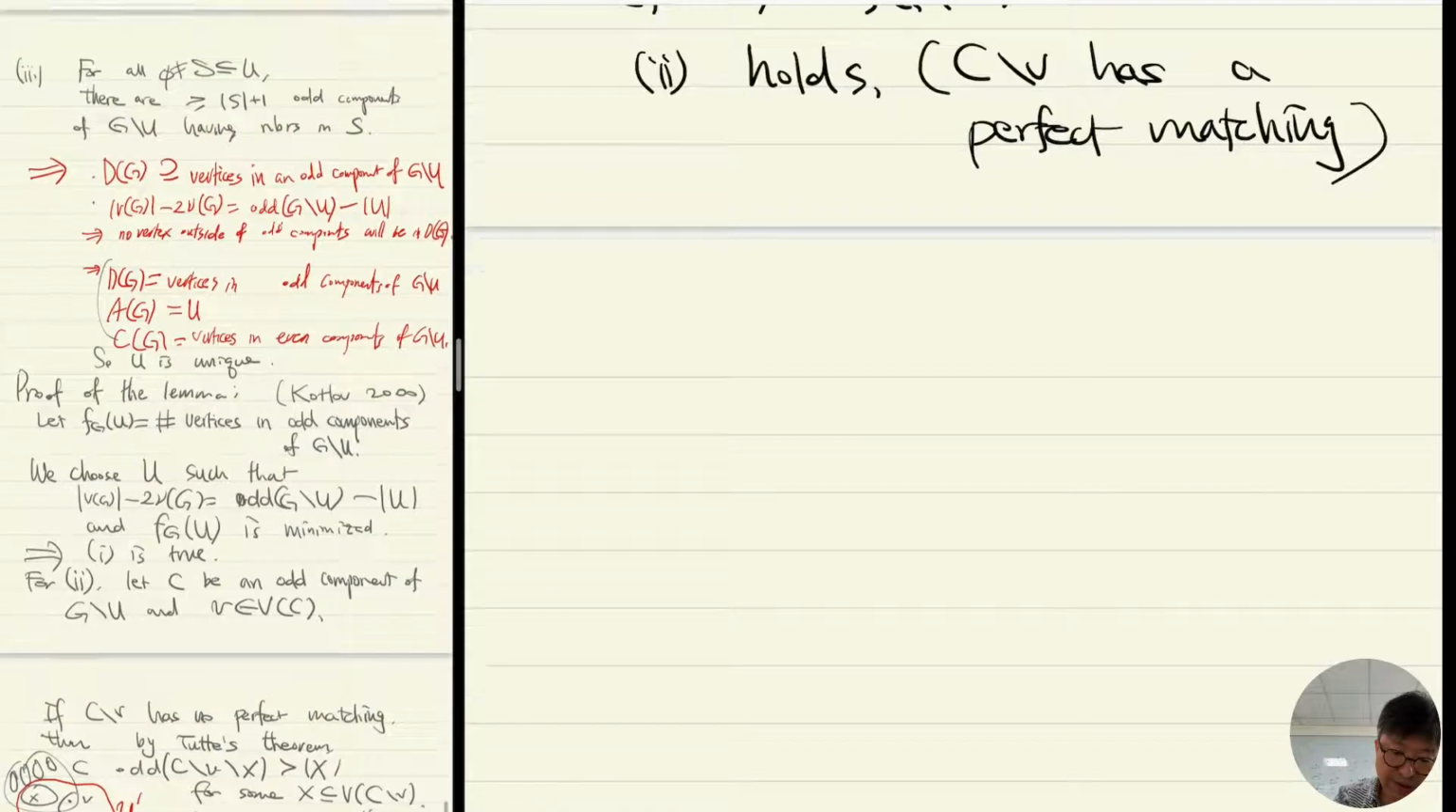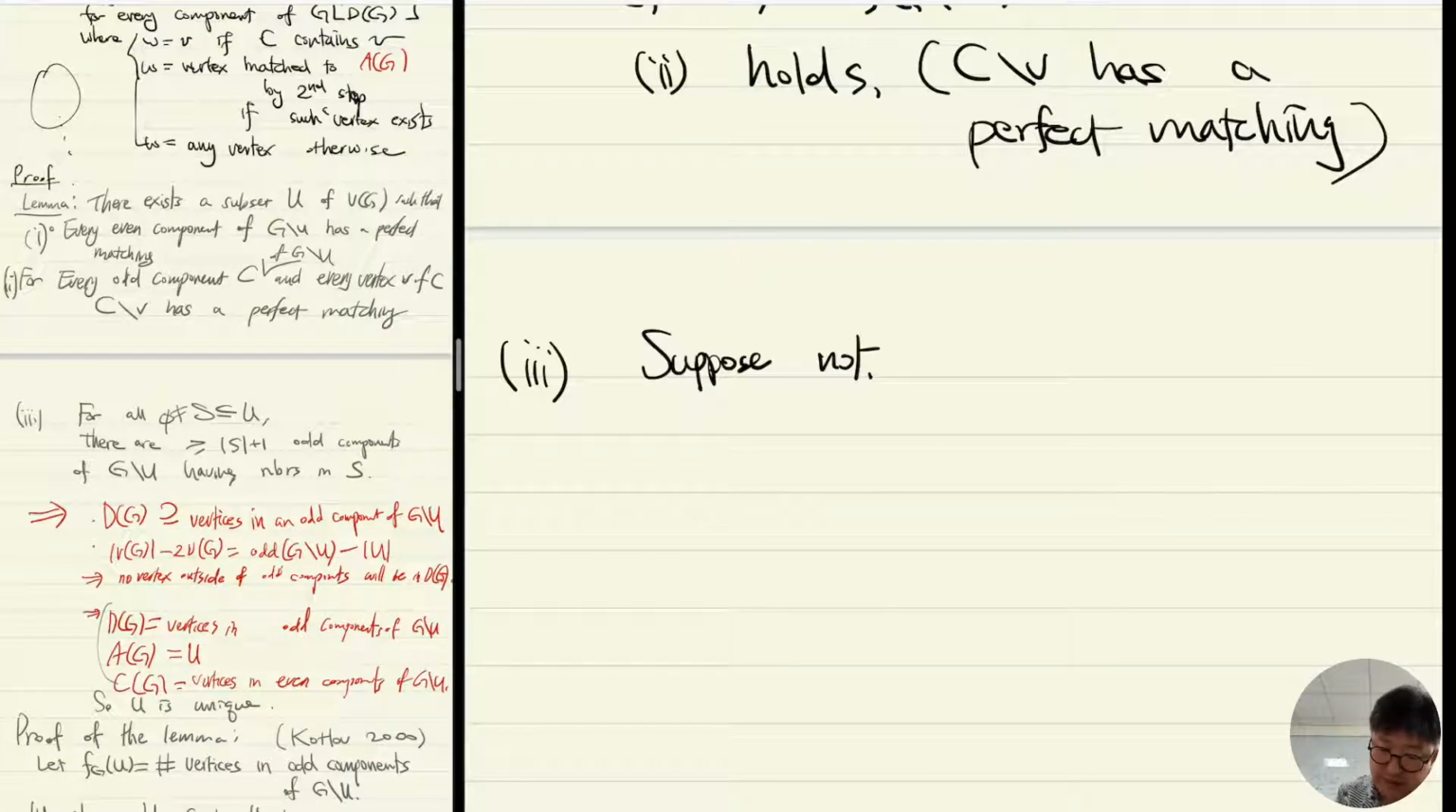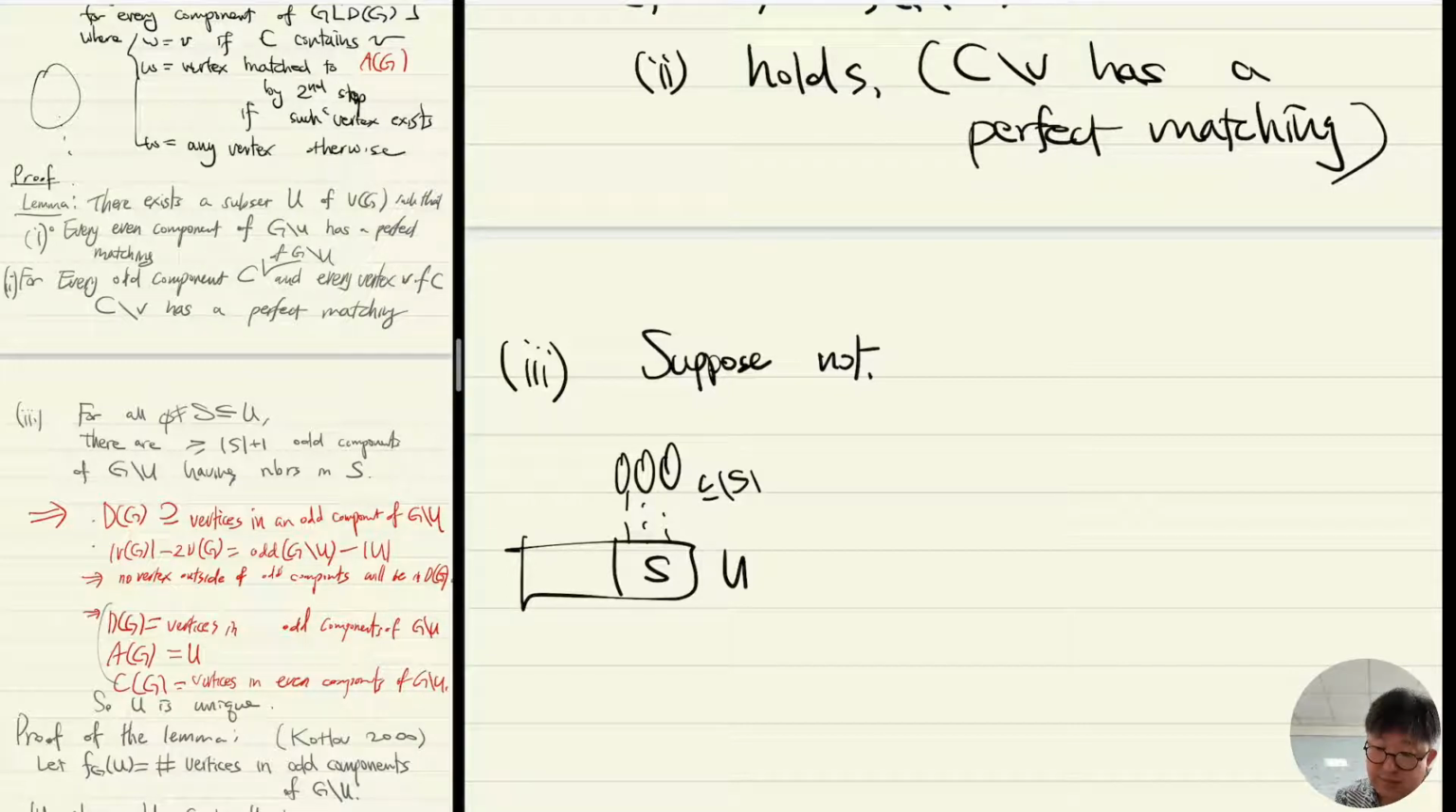Now let's look at the last property. Why do we have a Hall's condition with an extra one property? So suppose that we have U and we have S, and the number of odd components having neighbors in S is at most S. Now what can you do? Let U prime be U minus S. So this is U prime.